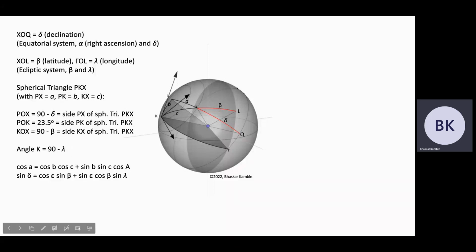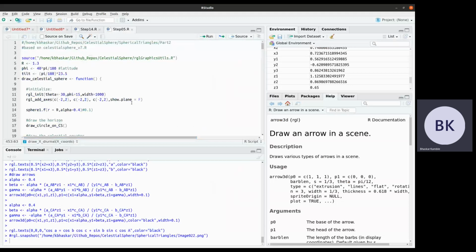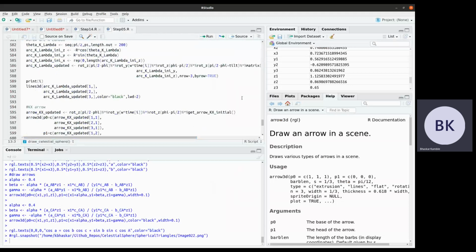In case you are not convinced why it is 90 degrees, I've made a 3D graphic for that. So let's just have a look at this graphic.